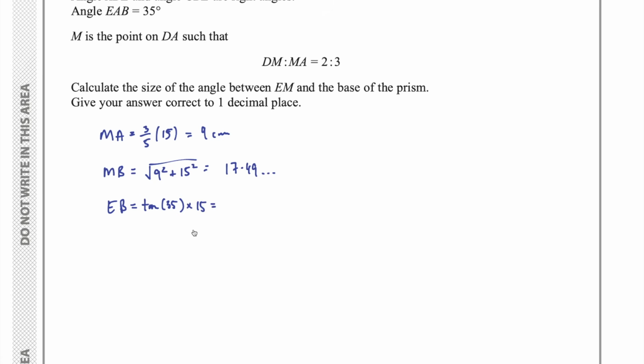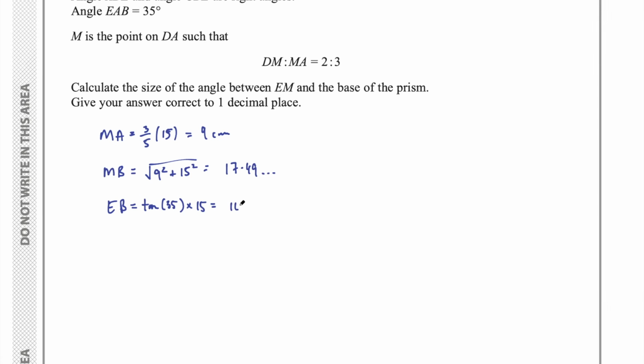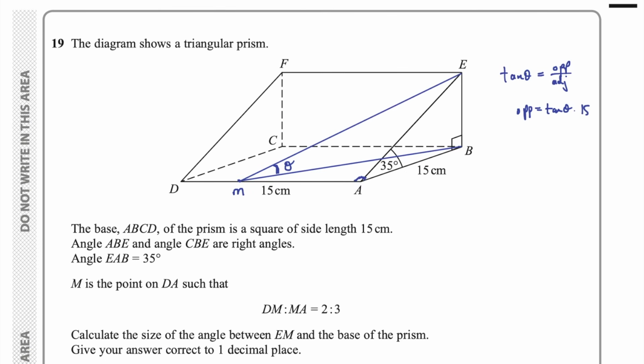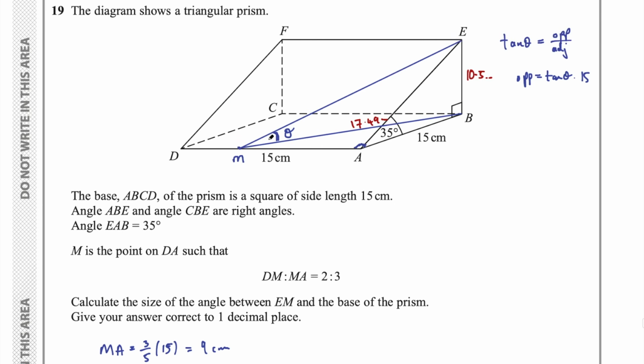So let's go ahead and work that out. So we want tan of 35 multiplied by 15. I get 10.5 and so on, 10.5. So going back to the diagram again, I have EB, which is about 10.5. I have MB, which I worked out to be 17.49, of this right angle triangle. Again, this would also be a right angle triangle MBE because EB is perpendicular to MB.